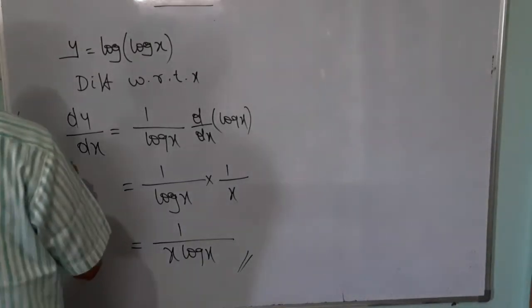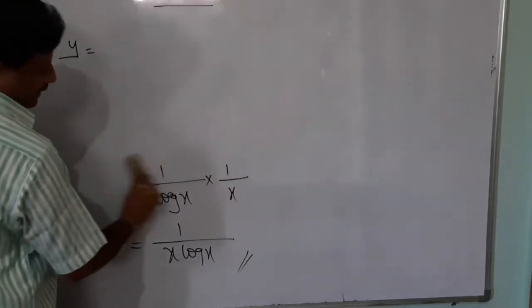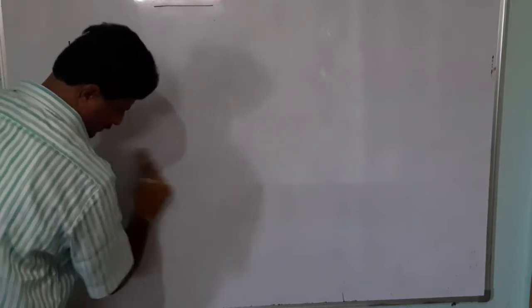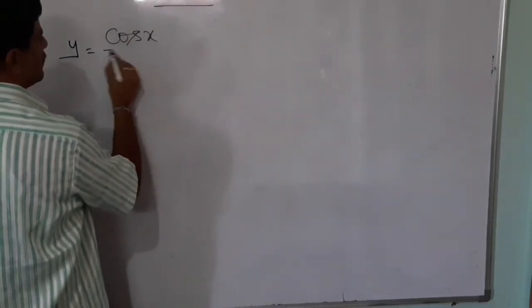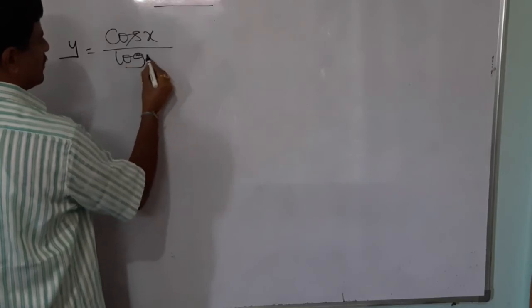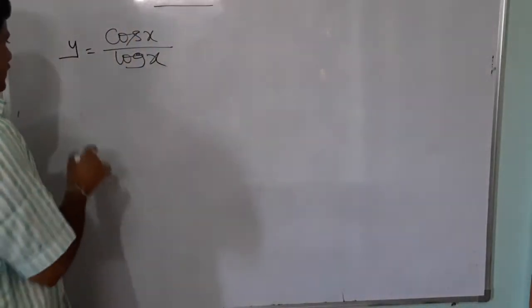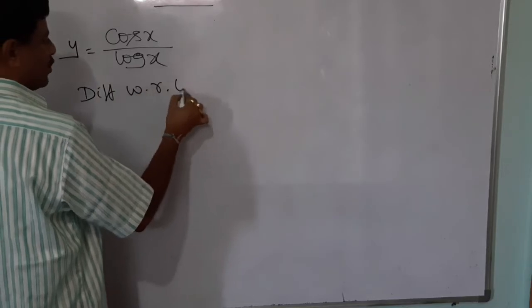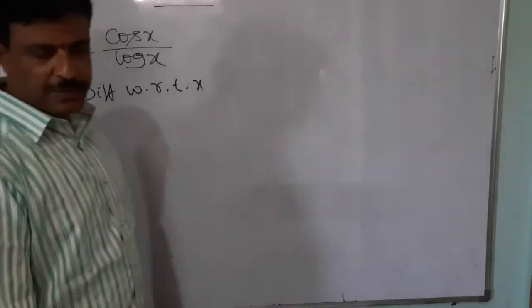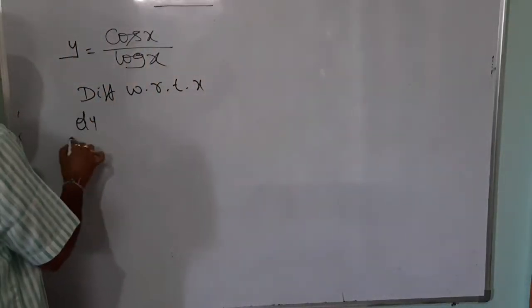Okay. So next problem. Y is equal to cos x by log x. Y is equal to cos x divided by log x. So next, differentiate with respect to x. Differentiate with respect to x. So y differentiation, dy by dx.